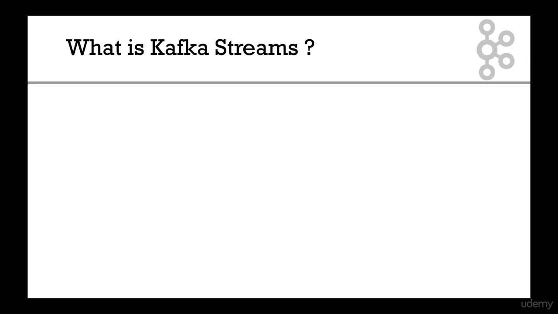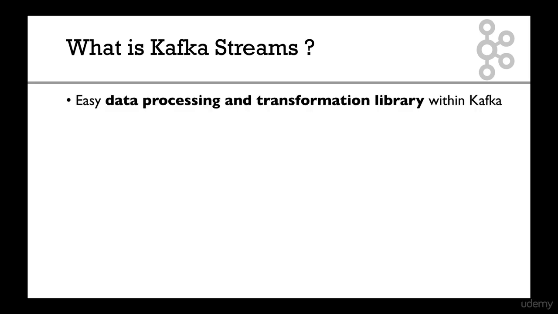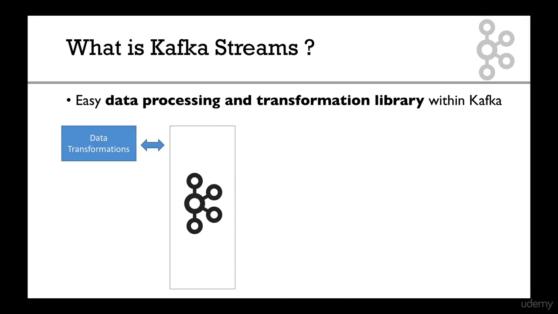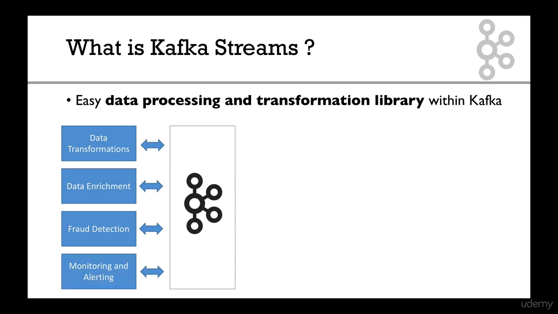So first question is, what is Kafka Streams? Kafka Streams is an easy data processing and transformation library within Kafka. It ships with the Kafka binary. It's within the Kafka project, so it's not an external library created by a third party. So here you have Kafka, and you can create Kafka Streams applications of any kind. It could be to transform data, to enrich data, to perform, for example, fraud detection or monitoring and alerting. So there's lots of applications. The idea is that Kafka Streams is a library that you set on top of Kafka and that you create your application on. So what is Kafka Streams really?